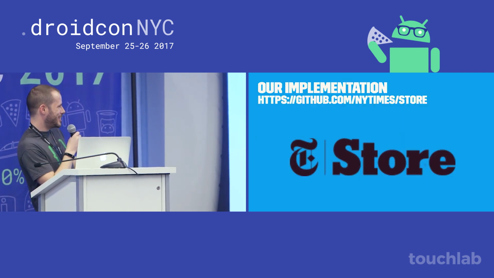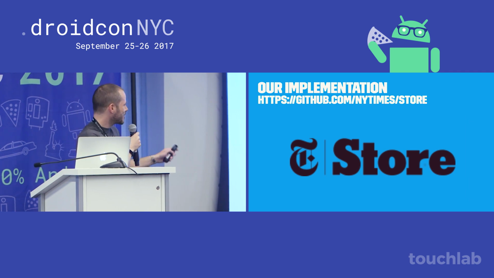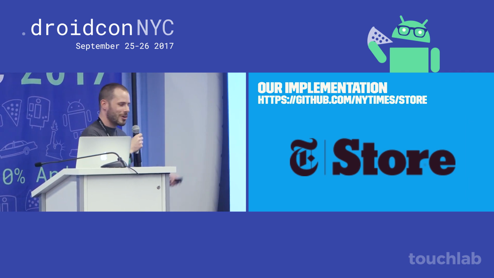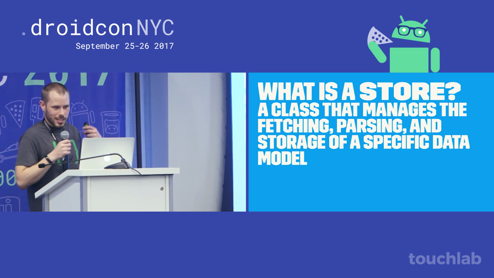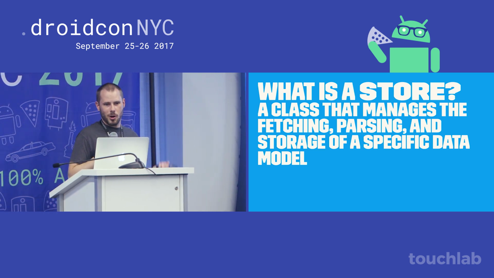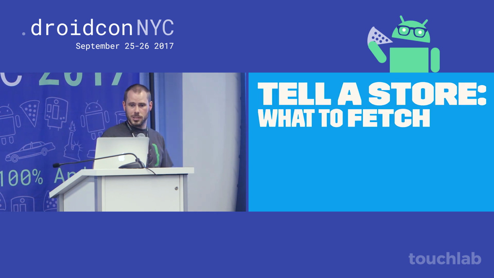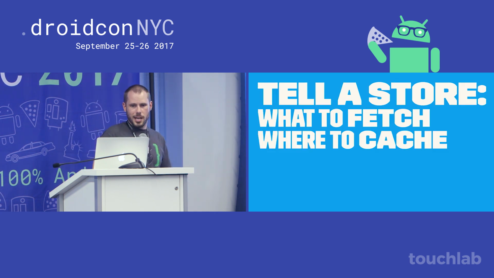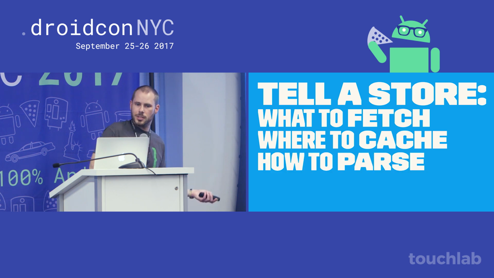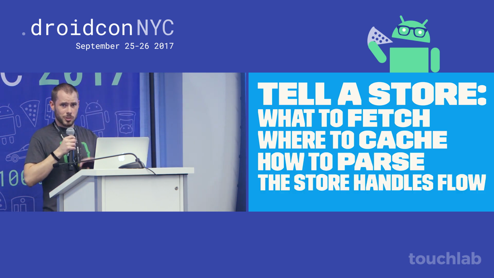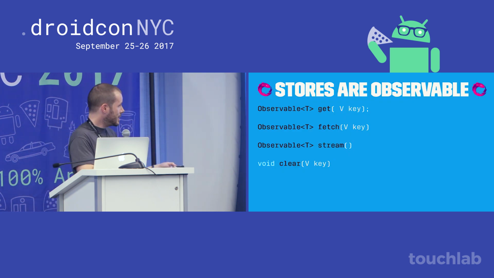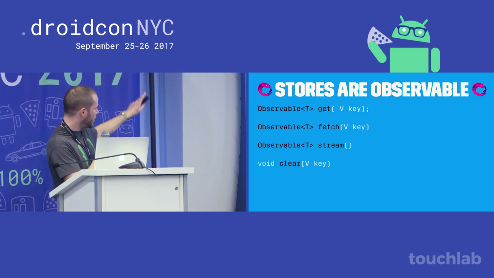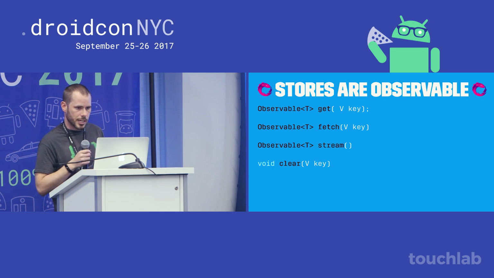And again, here's our implementation of it. Maybe you'll see it one more time, the URL. So, what is this store? It's a class that manages the fetching, the parsing, and the storage of a specific data model. You tell the store what to fetch, where to cache, and how to parse it, and the store handles the rest of the flow for you. Stores are observable. We have a get, a fetch, a stream, and a clear, and you can see they're all observable interfaces and generics.